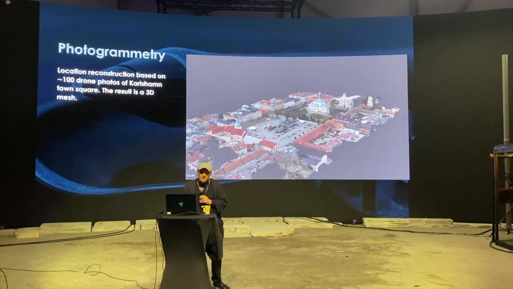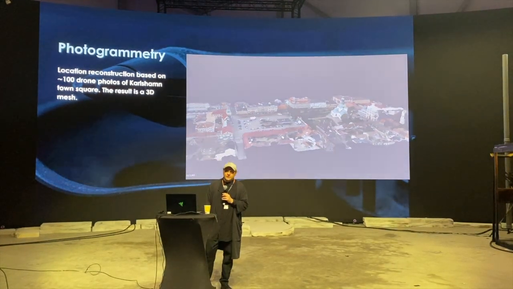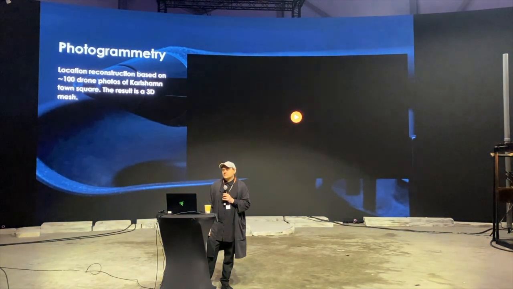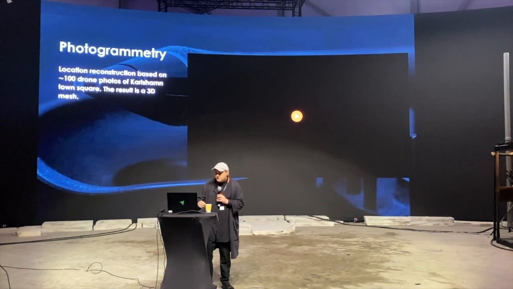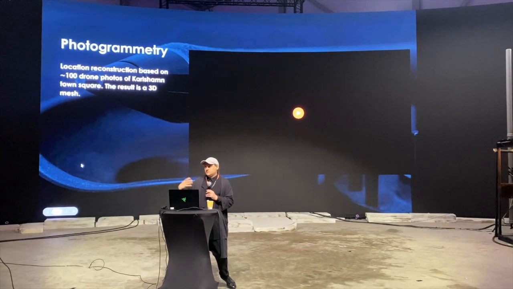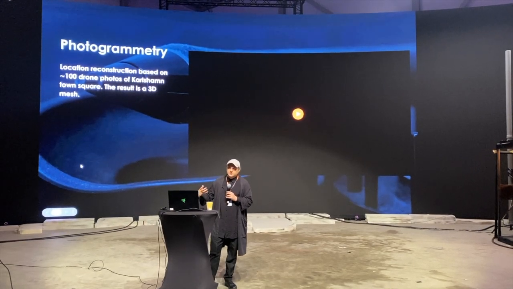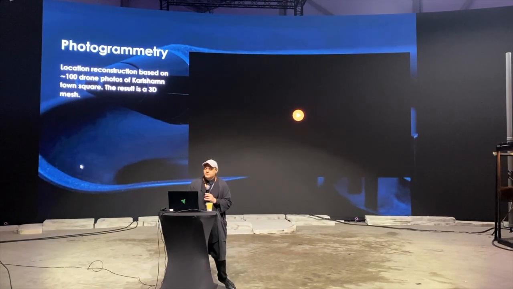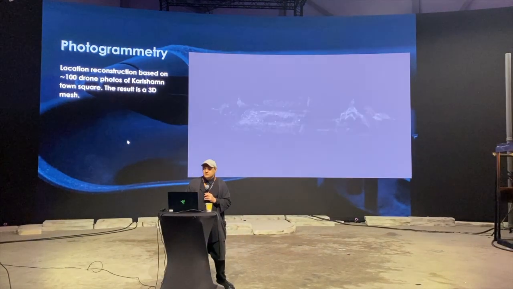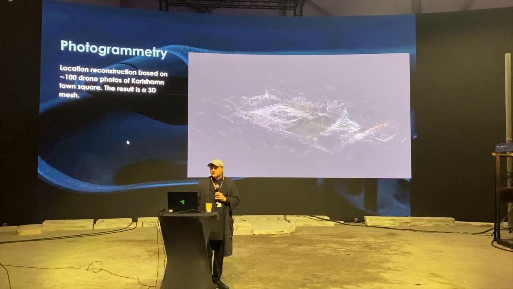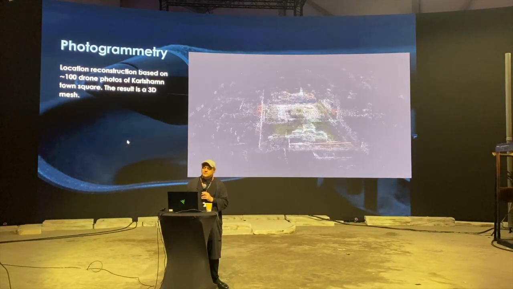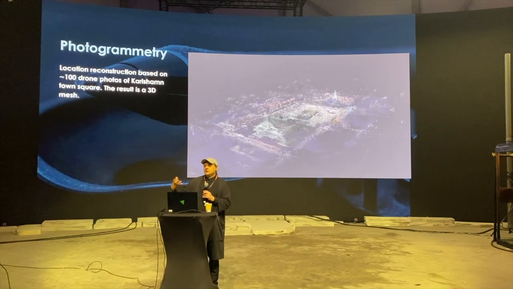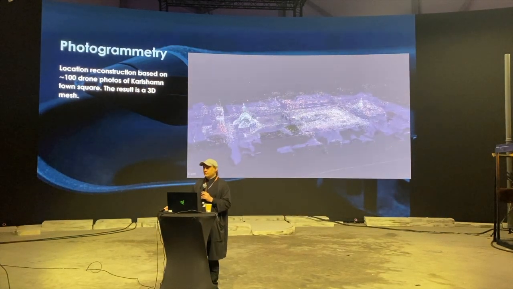And this is a drone scan I made of the town square of the nearby city Karlshamn here in Blekinge. And I guess this particular model could be used for maybe a shot where you fly or something, also, or for other applications. But photogrammetry has been around for a while, and it means that you can digitize a location and use it for virtual production.